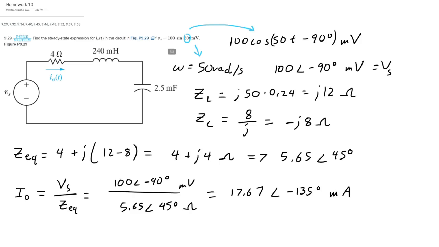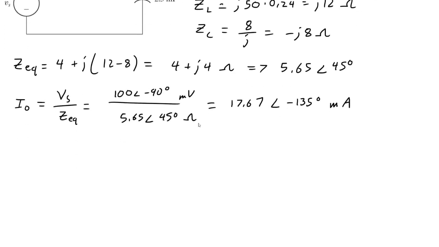So we want it in the time domain. We're just going to take our magnitude and phase and translate it back. So I of t is going to be 17.67 cosine 50t. The frequency doesn't change, remember. Minus 135 degrees milliamps.